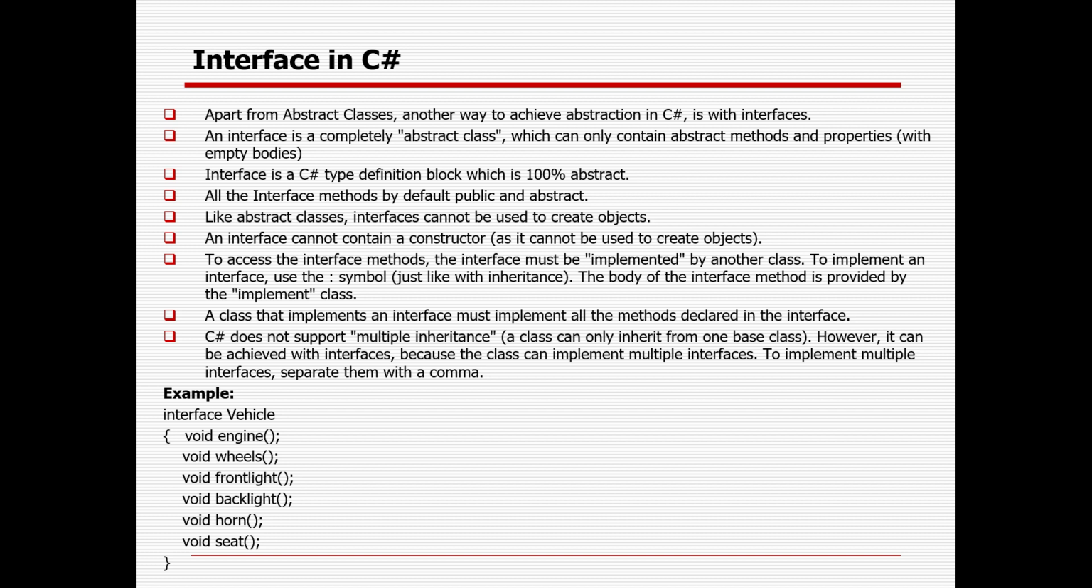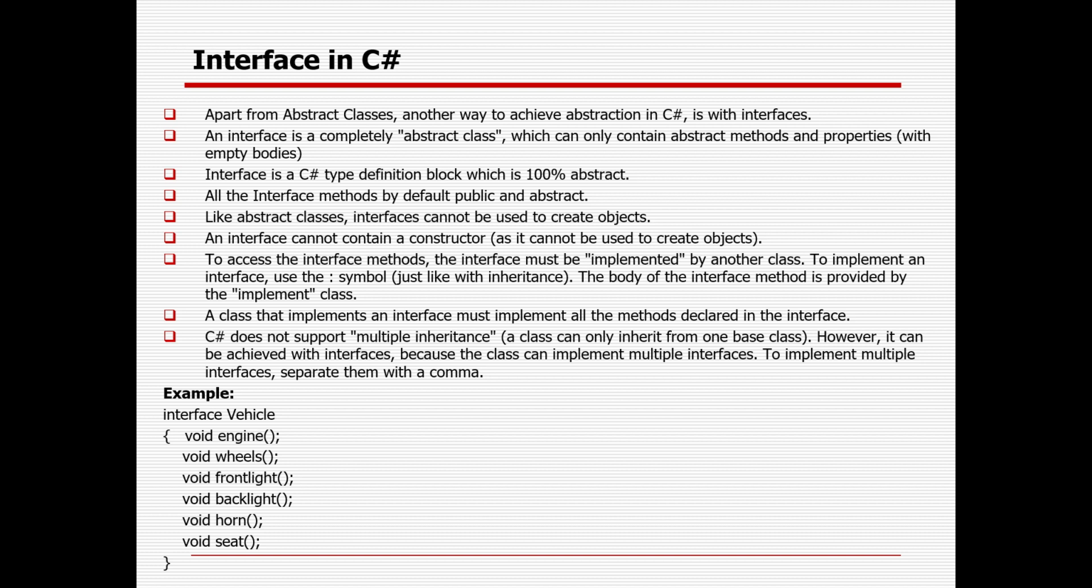So an interface in C Sharp is a type definition block which is 100% abstract. All the interface methods are by default public and abstract in nature. Like abstract classes, interfaces cannot be used to create any object, so you cannot create an object or instance of an interface directly. What you need to do is implement the interface in a class, and then you can create an object or instance of the class. Whenever you implement an interface in a class, you need to implement all the unimplemented methods from the interface. You cannot ignore a single method.